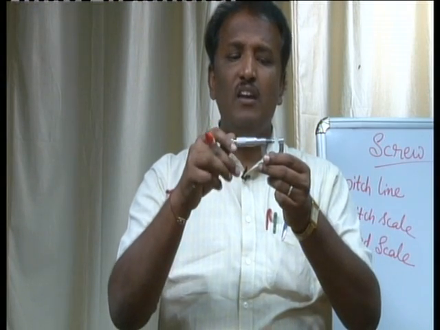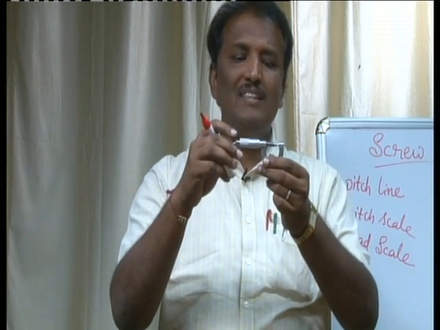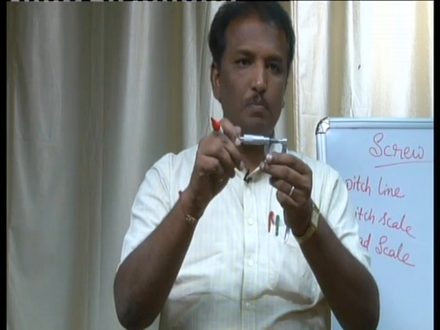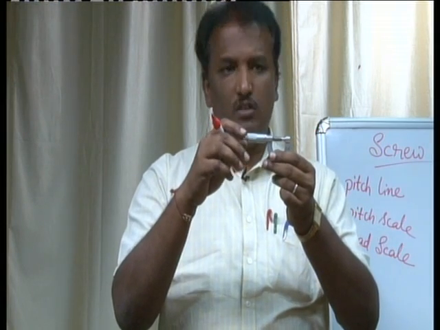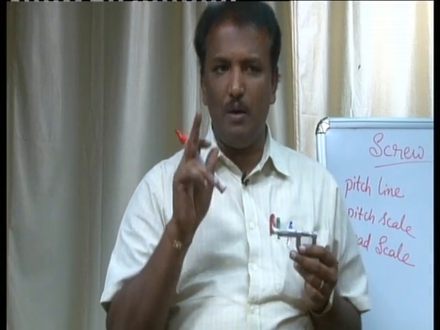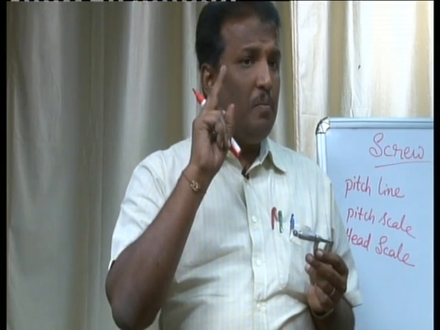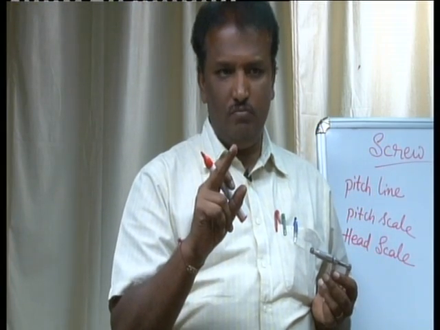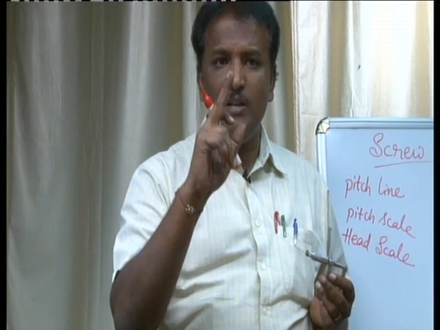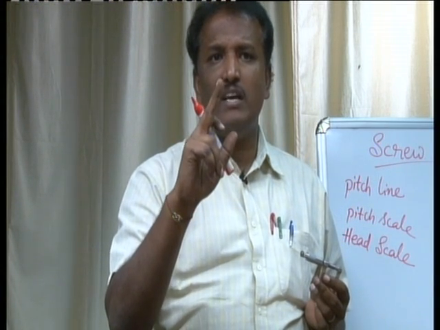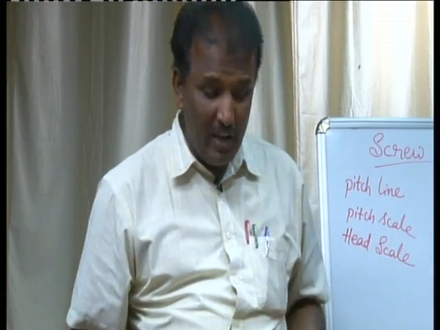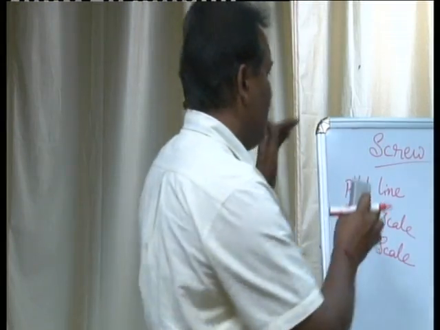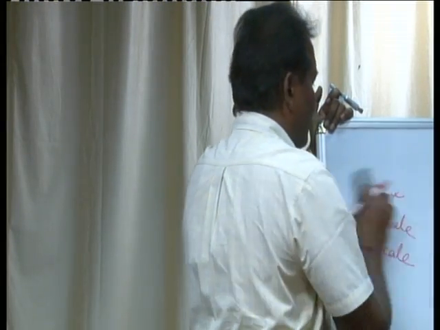Now rotate the movable tip of the screw until a ratchet sound is heard, or until the movable tip of the screw is in close agreement with the fixed plug. Under this circumstance, if the baseline of the pitch scale exactly coincides with the zero division on the head scale, then your screw gauge is free from error. If it is free from error, there is no correction for that error.